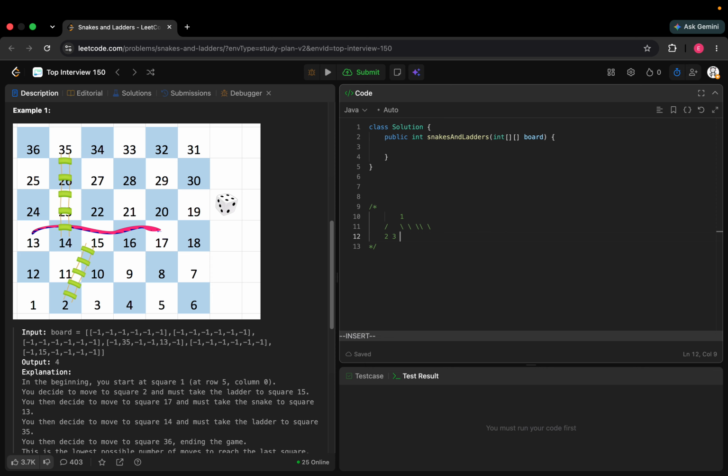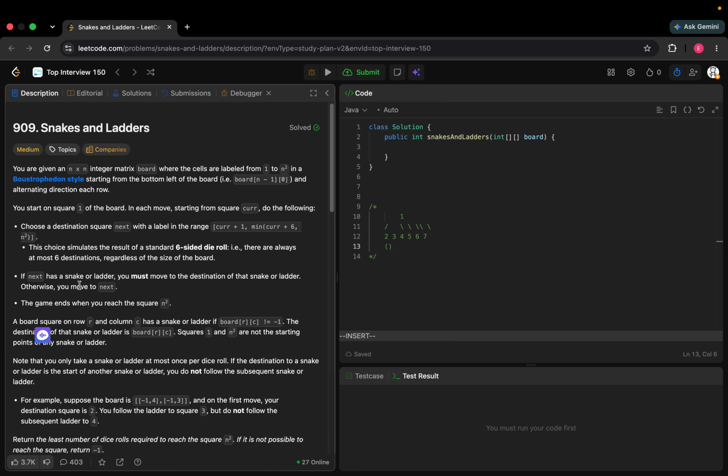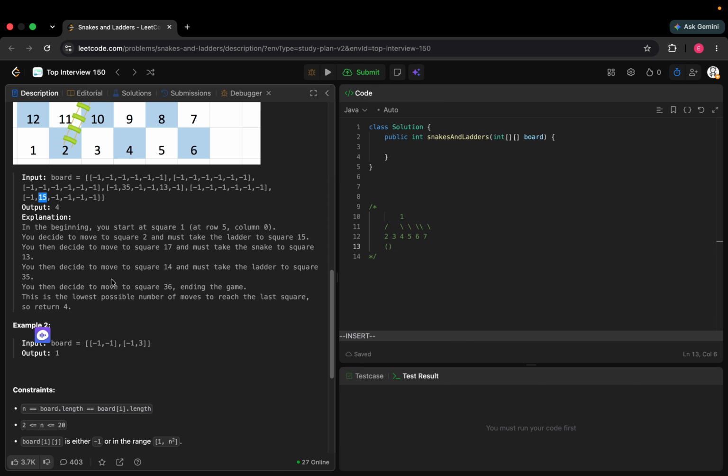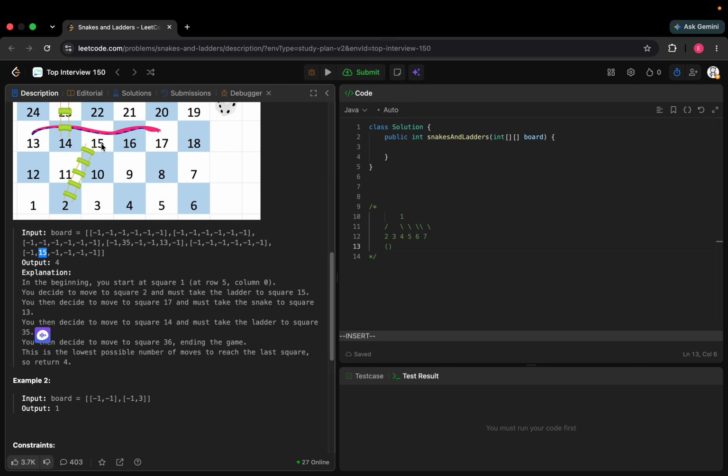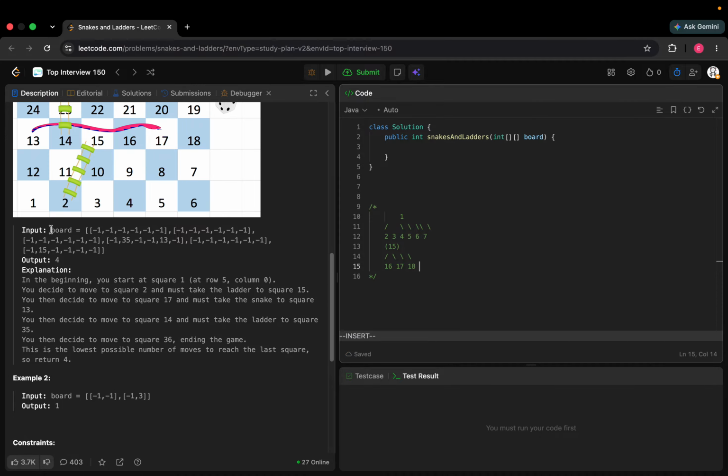Here we have branches 2, 3, 4, 5, 6, 7, and actually for 2 here it has a ladder, so we can directly go to 15 here. So if we go to here, we actually start from this one to go to the next branch. So every time we also need to check the board to check the value here. So let's write the code first.